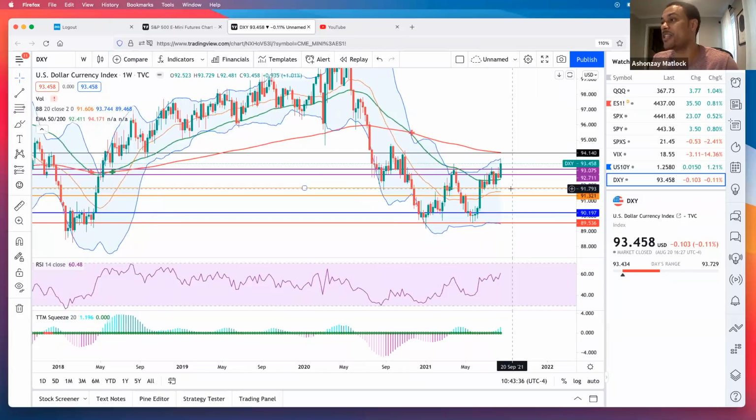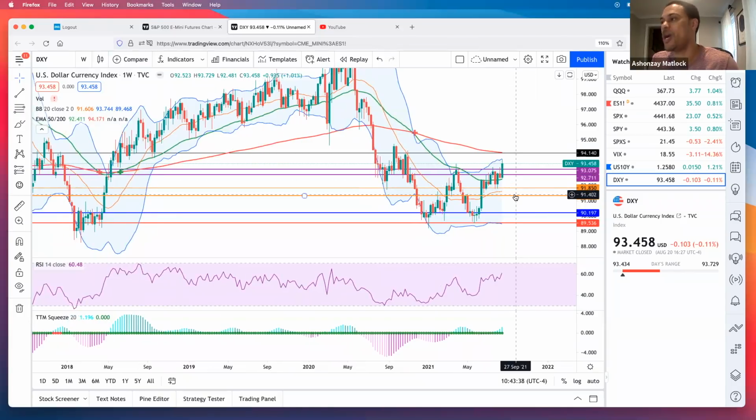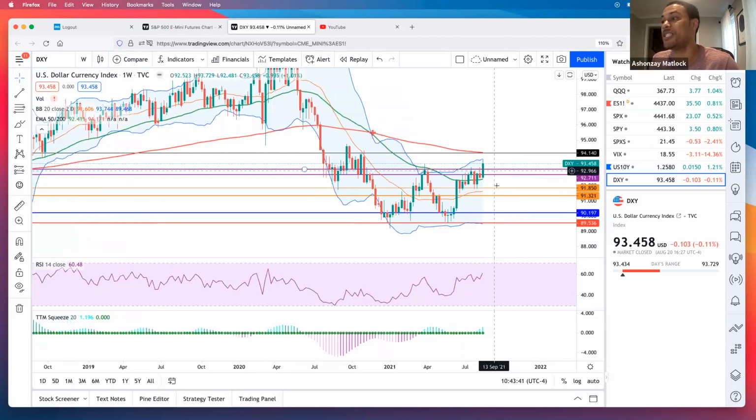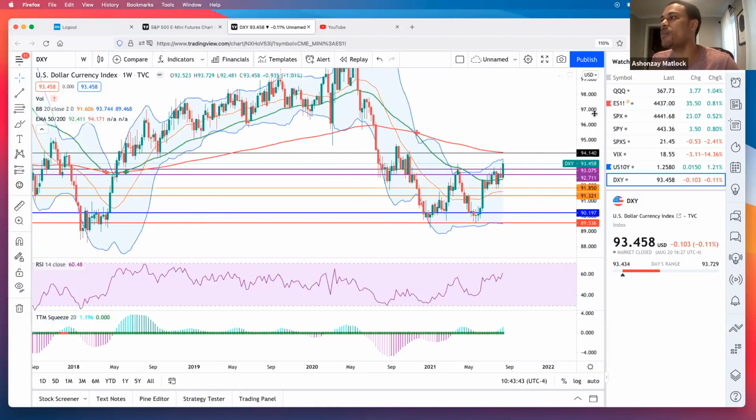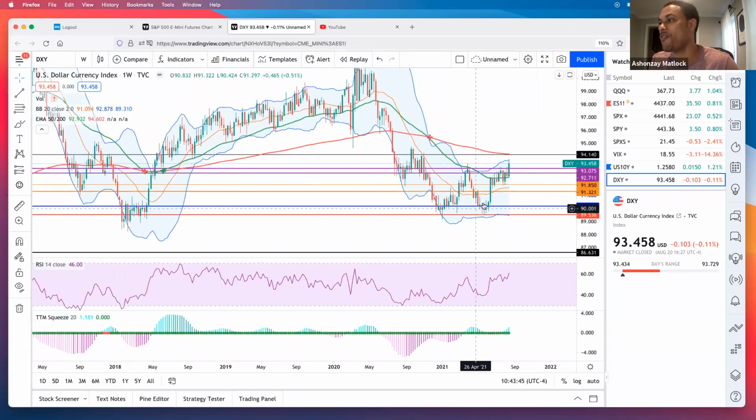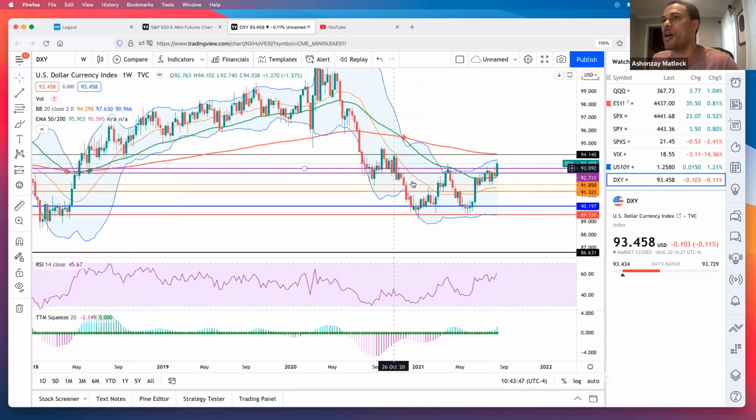Now, if the dollar index starts falling, then it's the opposite. It's going risk on, and we could see the market rally. So that's why you want to pay attention to the dollar index. And this has a very nice double bottom. So this is a pattern that I'll be watching over the coming weeks and days.